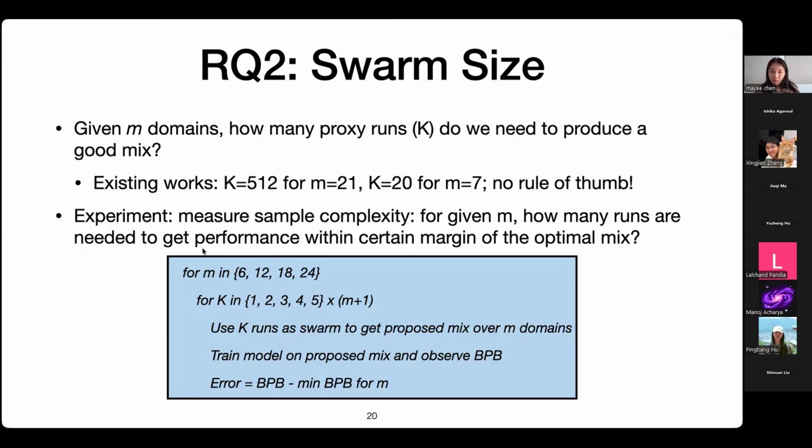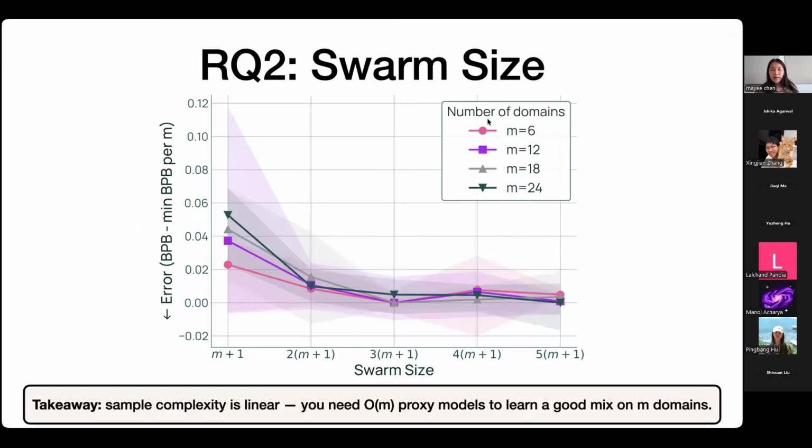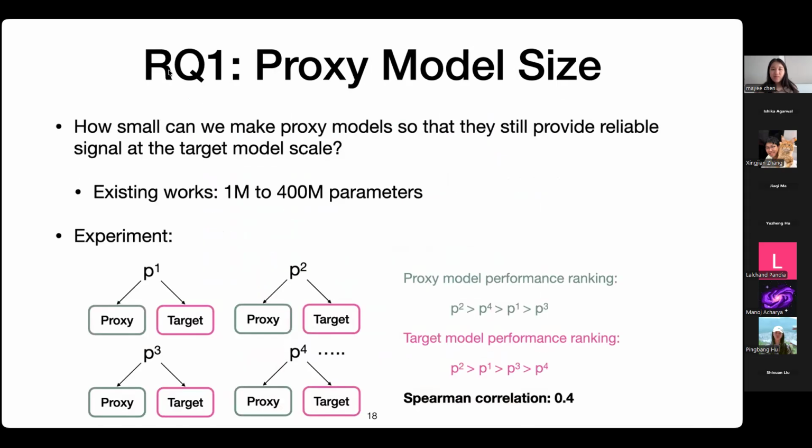Oh, yes, I see a question. The hyperparameter configuration across the proxy models is going to be slightly different. The proxy model configurations are slightly different. We use a scaling law for the learning rate and the batch size. Hopefully that answers your question. We can talk about it more.